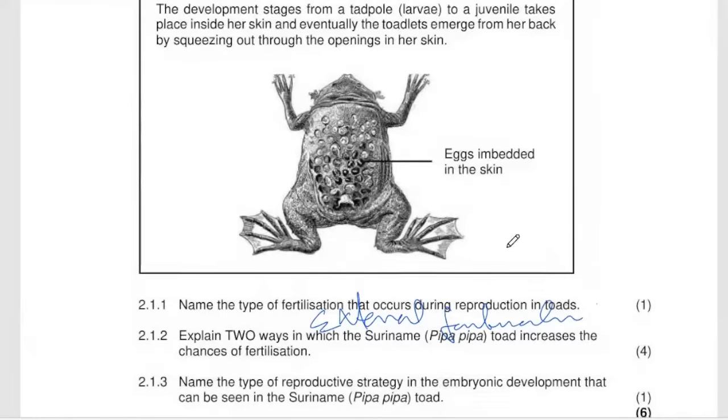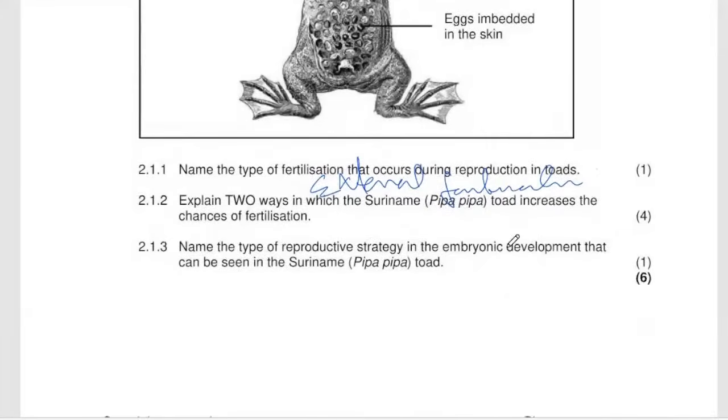Then they said, name two. The second one: the eggs are embedded in the back of the female to protect the eggs from being preyed upon by the predators.